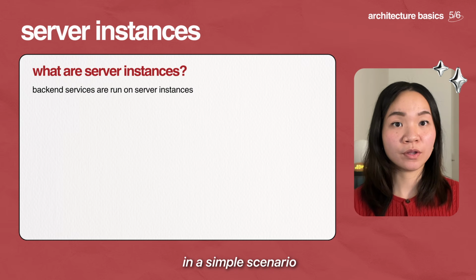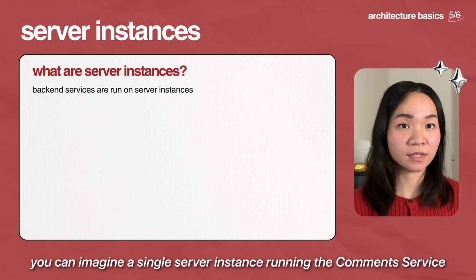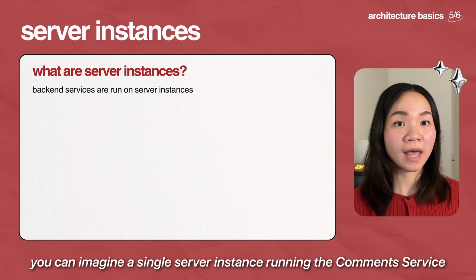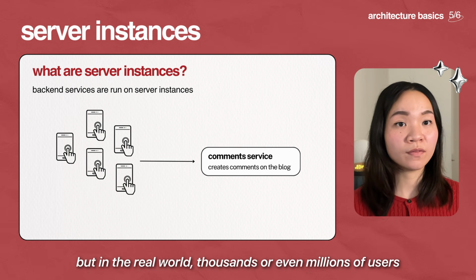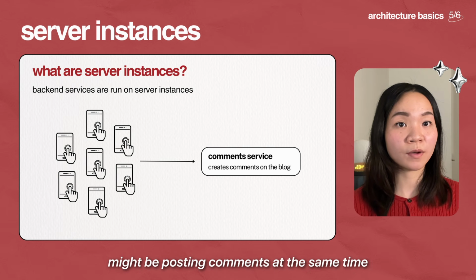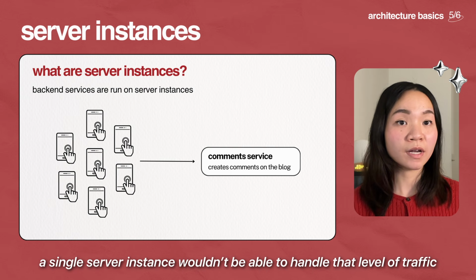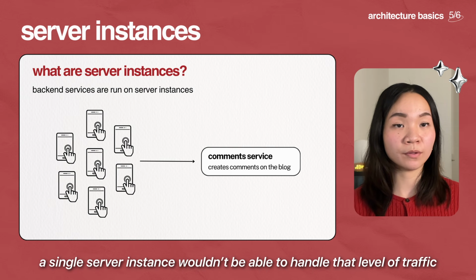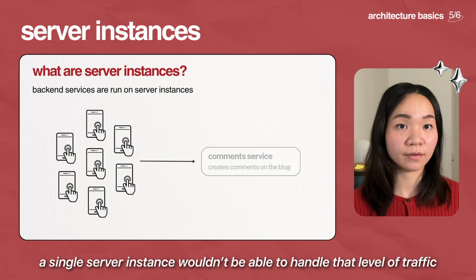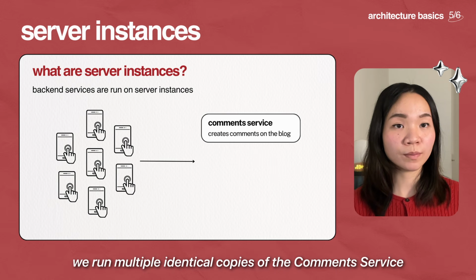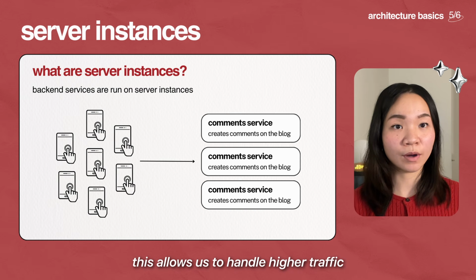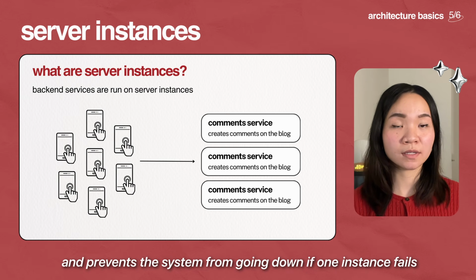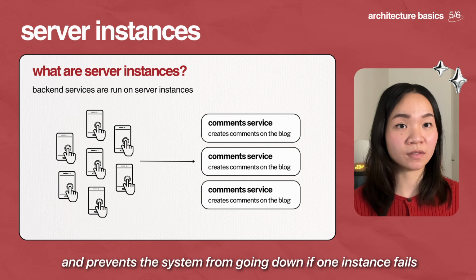In a simple scenario, you can imagine a single server instance running the comment service and handling a few requests just fine. But in the real world, thousands or even millions of users might be posting comments at the same time. A single server instance wouldn't be able to handle that level of traffic. So in production, we run multiple identical copies of the comment service. This allows us to handle higher traffic and prevents the system from going down if one instance fails.